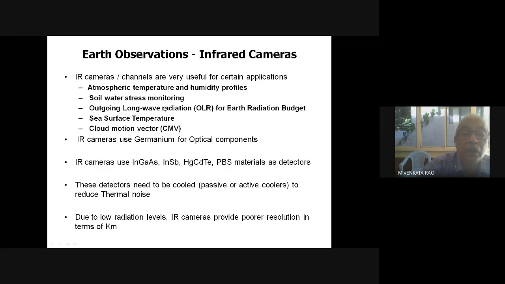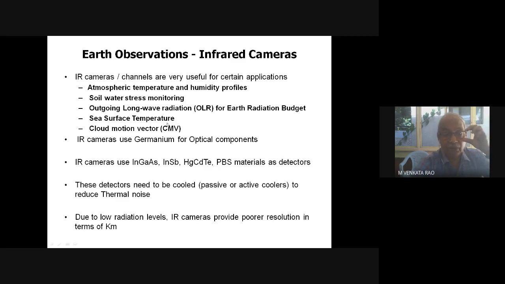Then on ground, soil water stress monitoring, outgoing long wave radiation for Earth radiation budget, how much radiation is coming. Of course, these calculations are made for weather prediction, climate studies, etc. Total radiation budget: how much radiation is entering the Earth, how much radiation is going out of the Earth, greenhouse gases, what is coming is not going out of the atmosphere, but again coming back to the Earth. That type of calculations are made. So for that also, the outgoing long wavelength radiation is important.